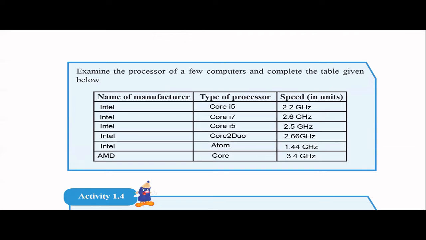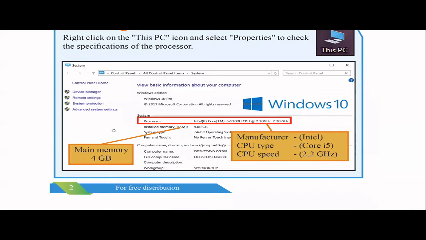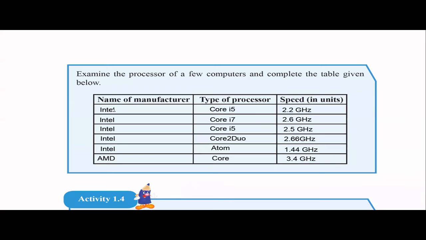They're asking to examine the processors of a few computers and complete the table given below. I have filled in the first one with the sample example they have given here. So it's Intel Core i5, speed is 2.2 gigahertz. The first specification is from the example itself. The second is from my machine. My machine has the Intel processor, the type is Core i7 and I have 2.6 gigahertz speed.